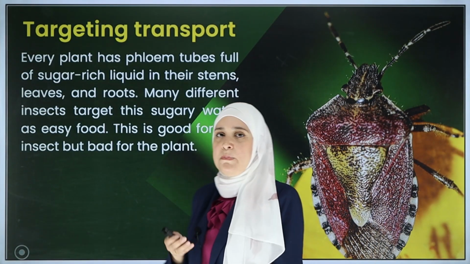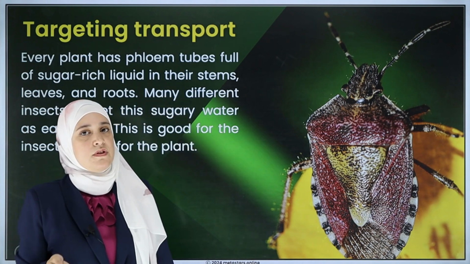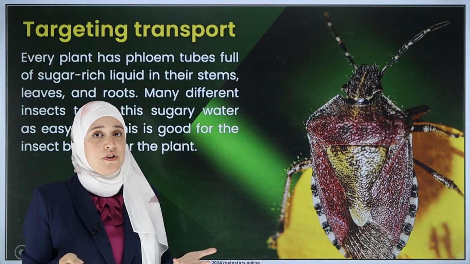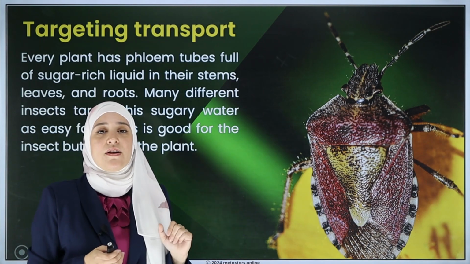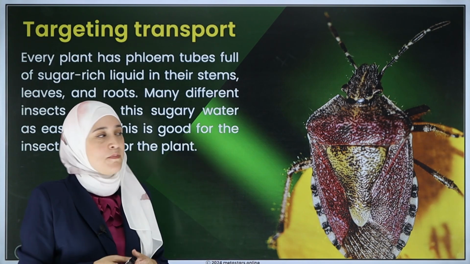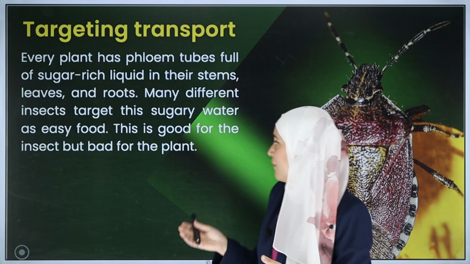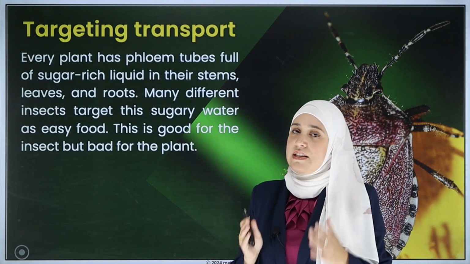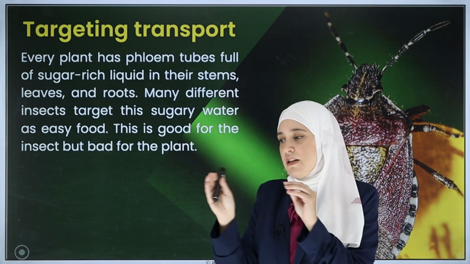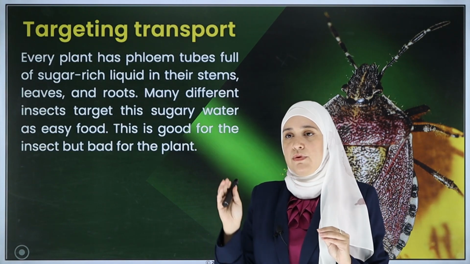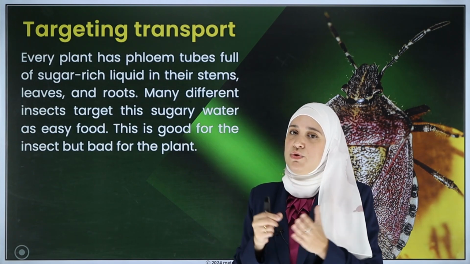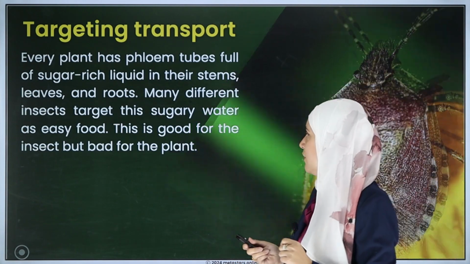Okay, so every plant, as we said, has a transport system, it has a phloem, and the phloem is known to have a sugary syrup. Many insects, like shield bugs, target the phloem to get an easy food that gives them energy. So it is a positive for them, it's good for the insects, but it's bad for the plants. They can target the phloem anywhere in the roots, in the stem, in the leaves, so they can make sure to get this sugary fluid.